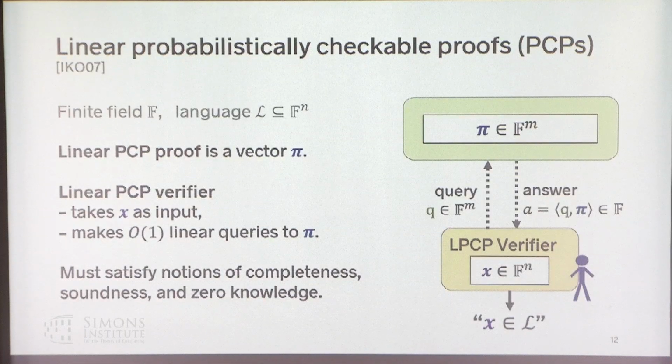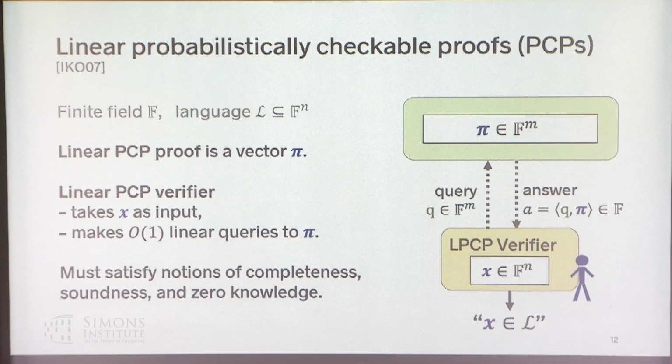I know we've seen linear PCPs before. I'm just going to remind you again what they are so that I can show the contrast. This is a notion that was defined by Ishai, Kushilevitz, and Ostrovsky in 2007, and has been super useful for a number of cryptographic constructions. The idea is that a linear PCP proof pi attests to the fact that a vector x is in a language. This proof pi is just a vector. And the way you check this proof is the verifier reads the input. So this is the statement that the verifier is trying to check, the x that should be in the language.